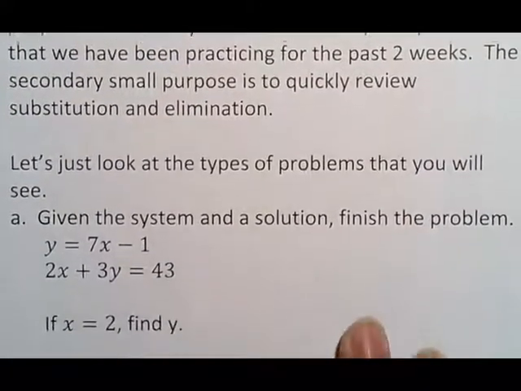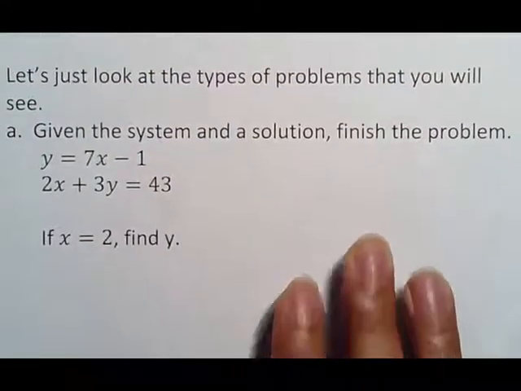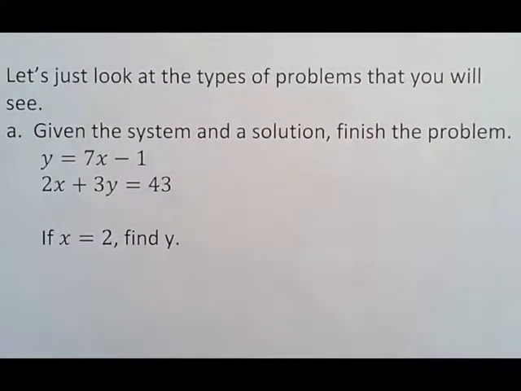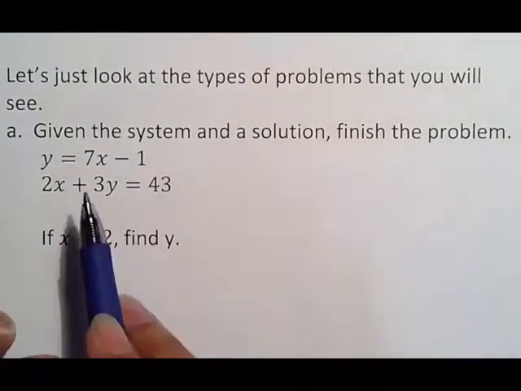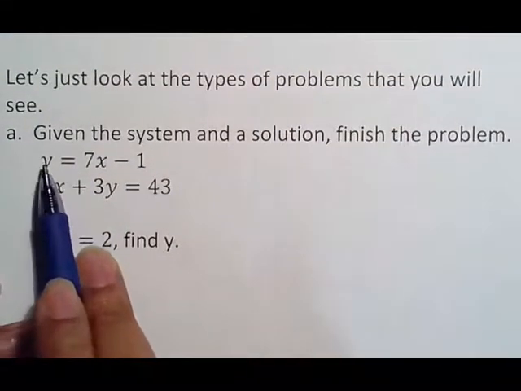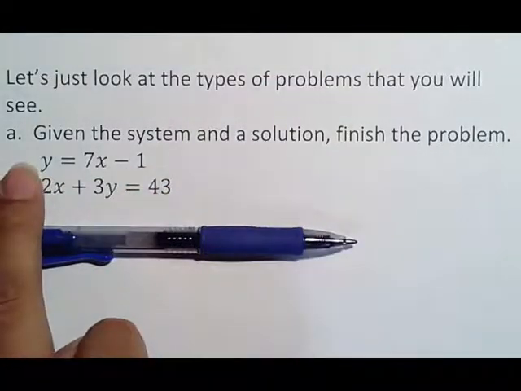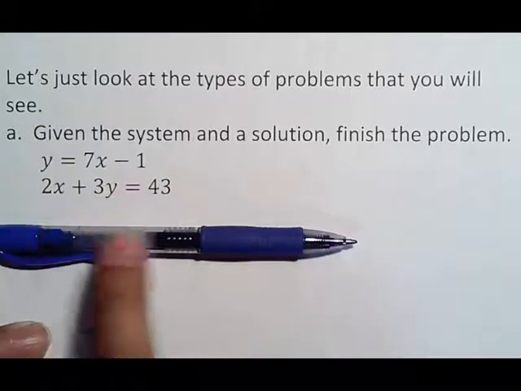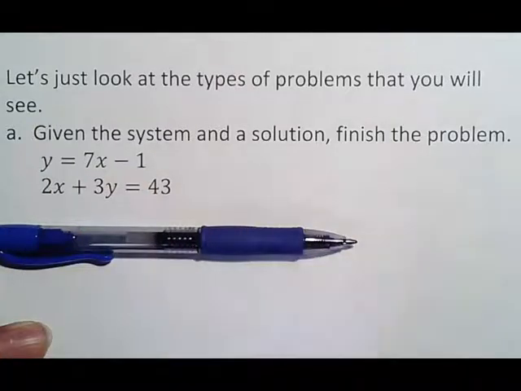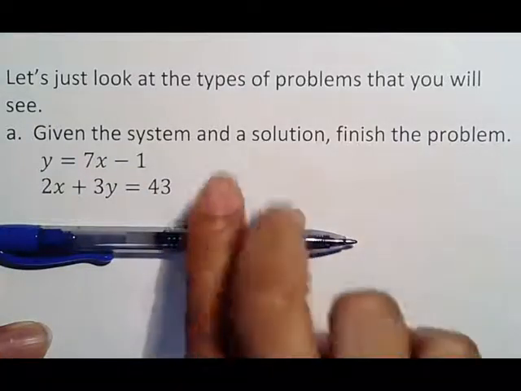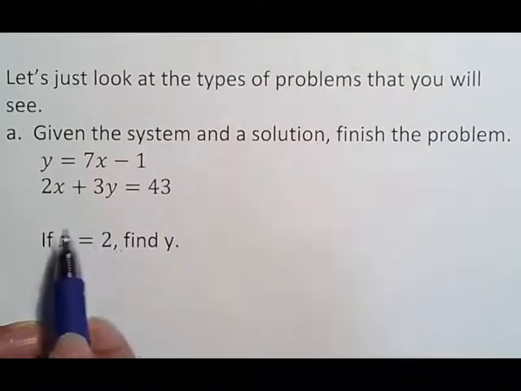Let's just look at the types of problems you're going to see. Given the system and a solution, finish the problem. So it's worded just like it is off the computer because I got it directly off the computer. So if you remember, what we learned how to do was, ignoring this line here, to take this y, plug this number in here, do some work, and we found x. The thing that I said was that we have to find the actual second number. So what do you do after you found x?